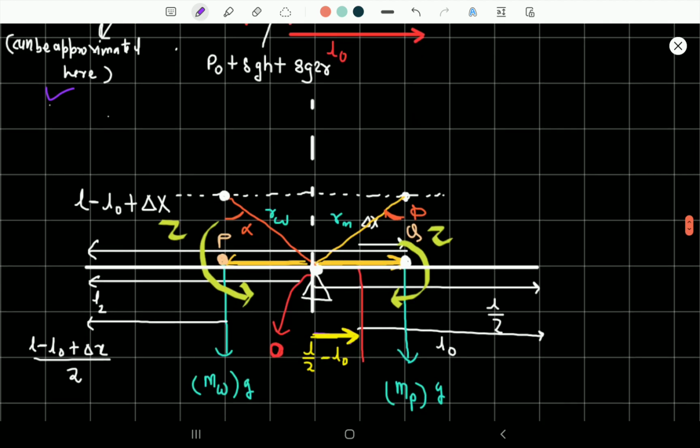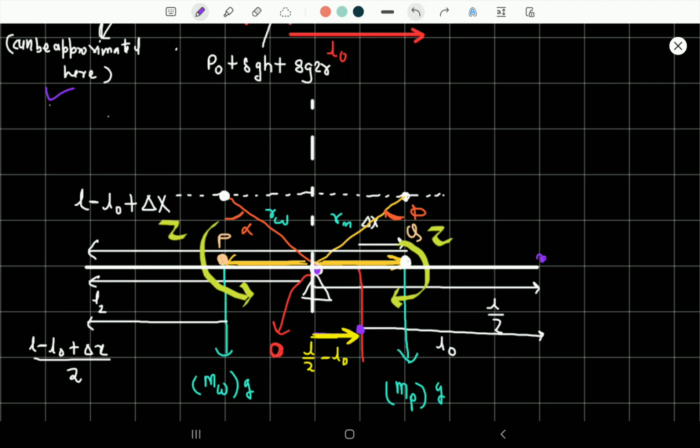So please see the diagram very carefully. This is the fulcrum. Now from here to the last point, the distance is L by 2. From here to this point, the distance is L naught, and let us say this point is Q, which is the location of the center of mass of the piston, and this distance is delta x. So the total distance can be written as L by 2 minus L naught plus delta x. So the value of OQ would be L by 2 minus L naught plus delta x. I hope you understood what I wrote here.